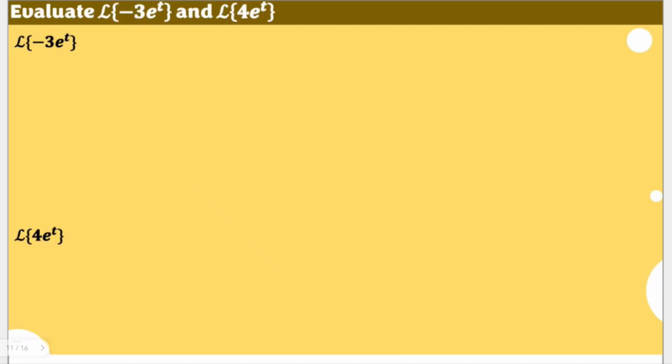Previously, we were able to establish the Laplace transform of e to the power of t. This is actually equal to 1 over s minus 1. Please check the previous video for the process that allowed us to come up with this equivalence.